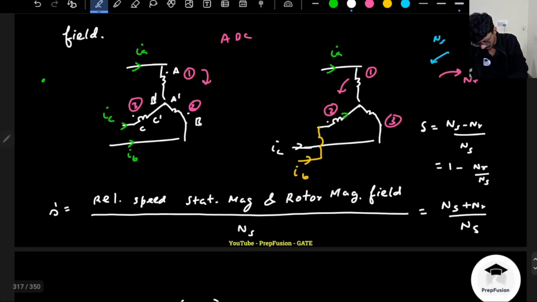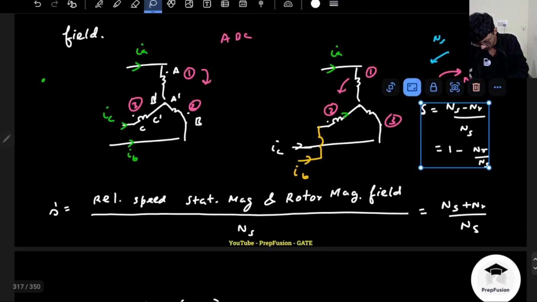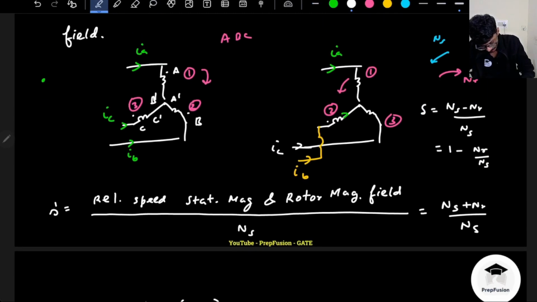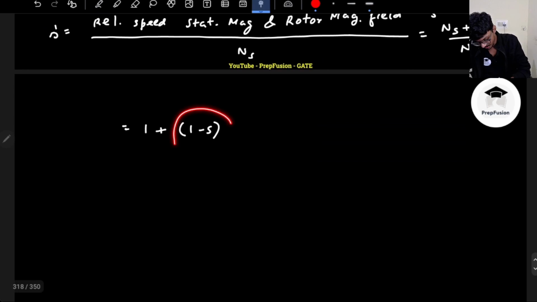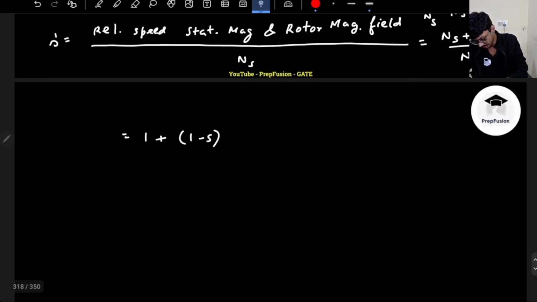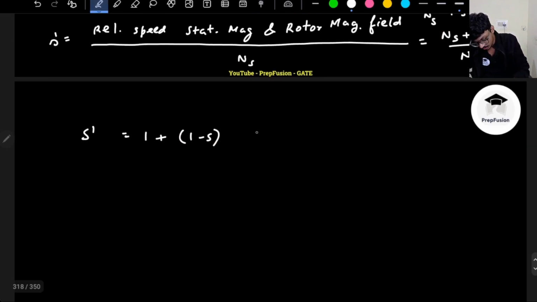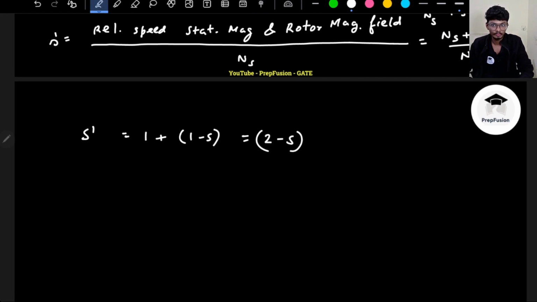So I can replace this. I'm just simply replacing nr by ns, which is simply 1 minus s. That is what I'm doing. I'm replacing nr by ns with 1 minus s, and dividing this by ns, right? So that is my s prime, the new slip. So basically the new slip will become 2 minus s. That's it. The slip will become 2 minus s.